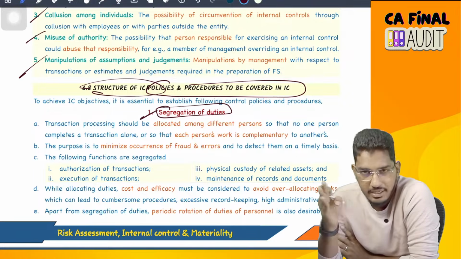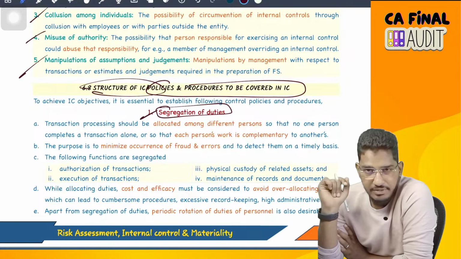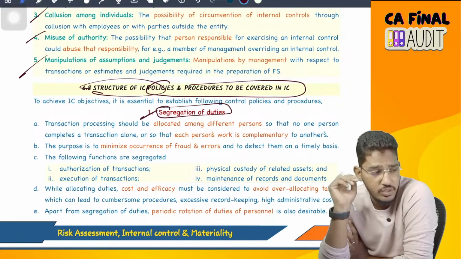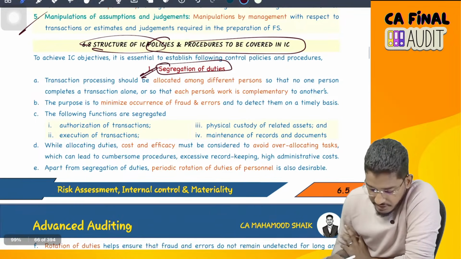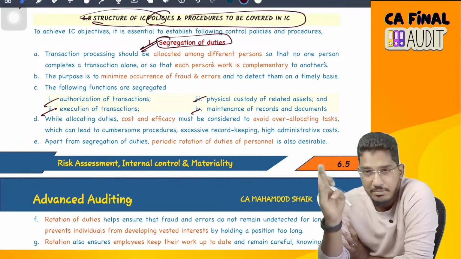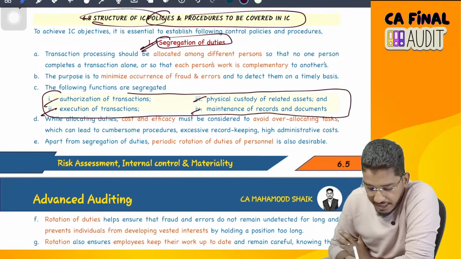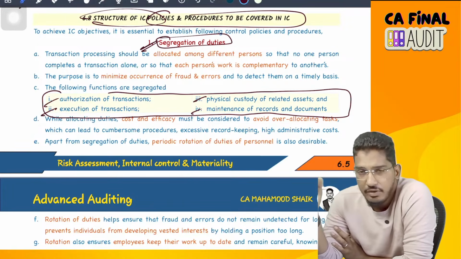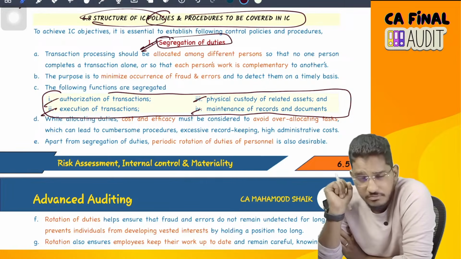The work is divided in such a manner that no single person has control over the entire task. It will pass among different people. That activity we call segregation of duties, and it is one of the most common policies and procedures in every internal control. Generally, what kind of duties will be segregated? Authorization of transactions, execution, physical custody, maintenance. These 4 activities should never be kept in the hands of one single person. They should be divided.